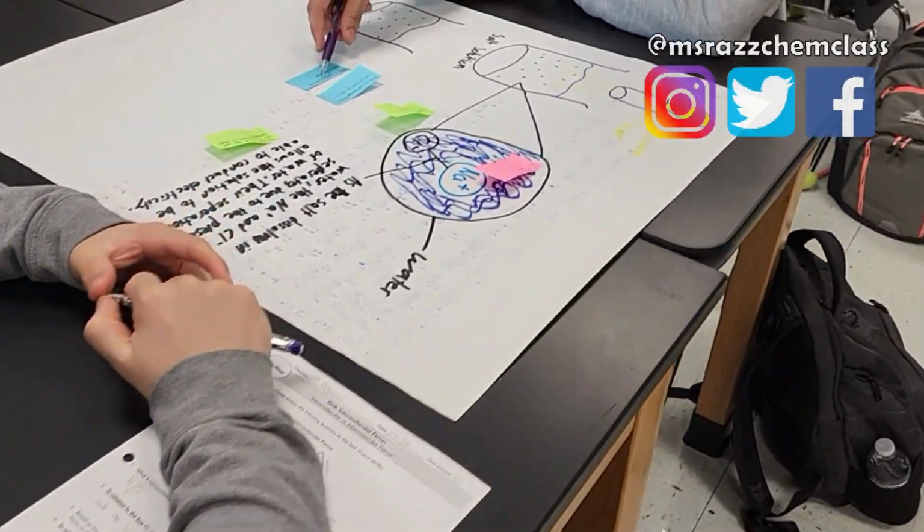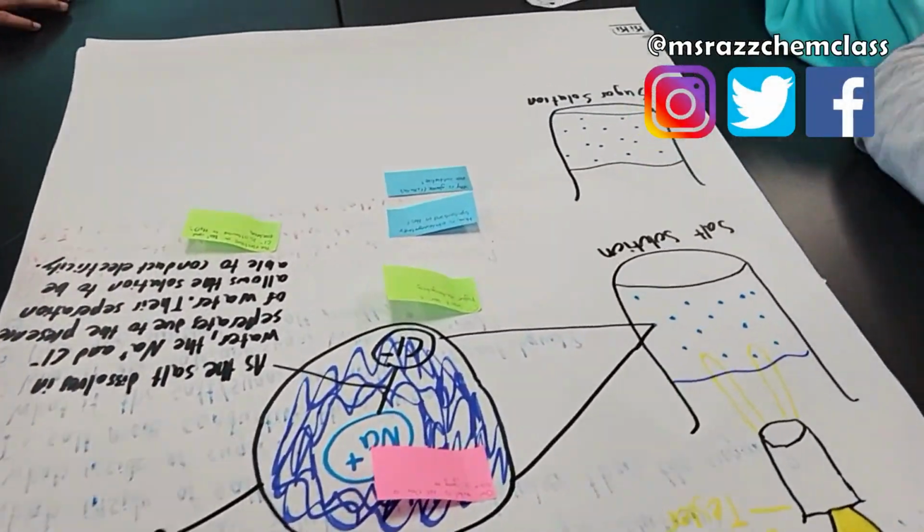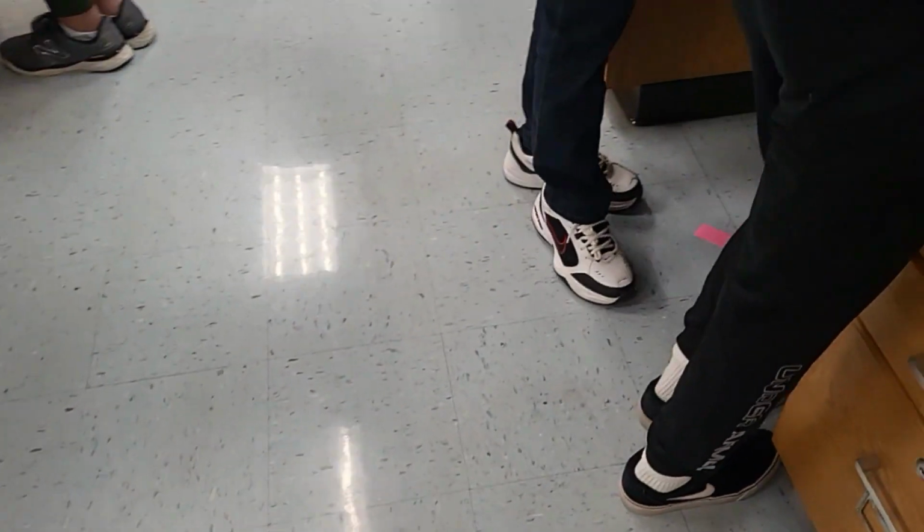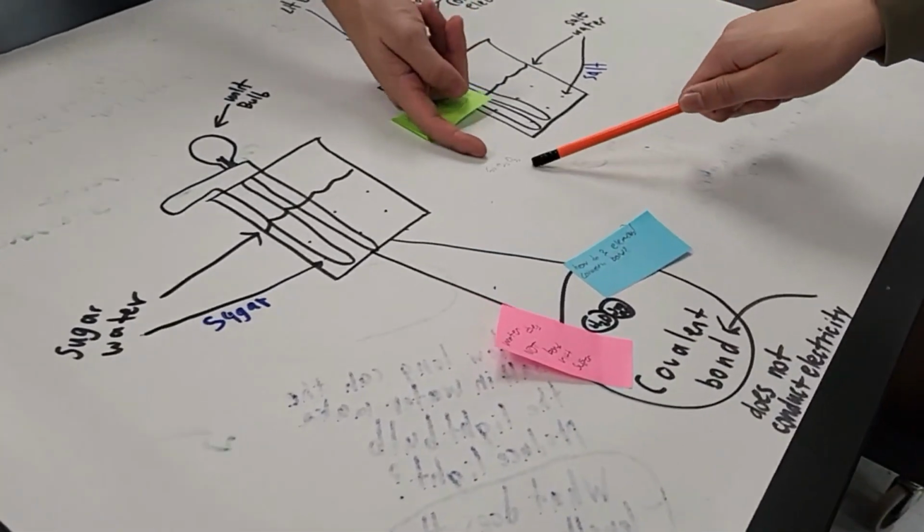Why is not compatible? Oh, we got our answers. Nice. Good job. That's our goal for the entire period. We're going to draw this bond. What are we doing to fix this? We're going to draw this.